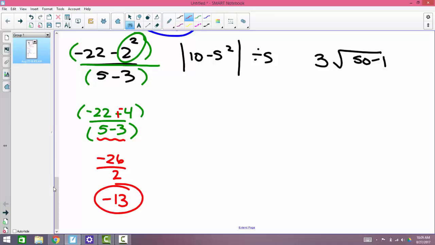In the second one, parentheses comes first, so we're going to do what's inside the absolute value. Inside the absolute value is a squared term, so that needs to be first. So we have the absolute value of 10 minus 25 divided by 5.